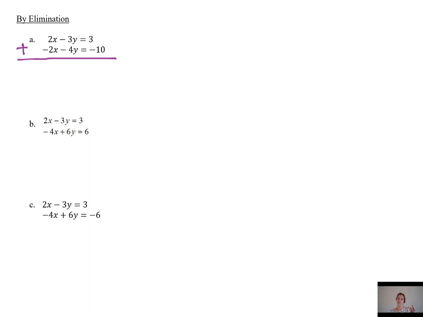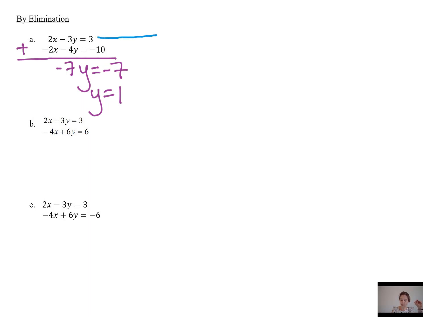2x plus a negative 2x is no x's, they are gone. And I have negative 3y plus negative 4y is negative 7y. 3 plus negative 10 is negative 7. Divide both sides by negative 7, and I get that y equals 1. In a system of equations, we need both the x and y solution. We just have the y. To find the x, I pick either equation, substitute in my value of y, and solve for x.